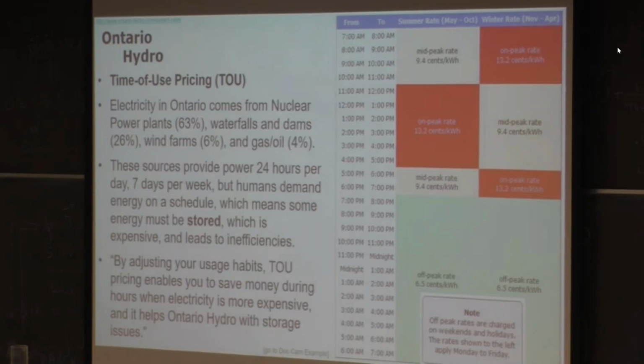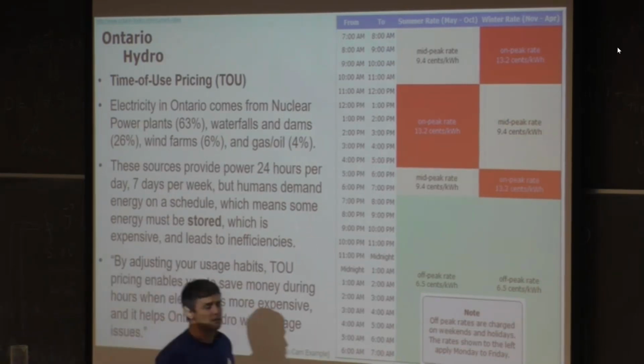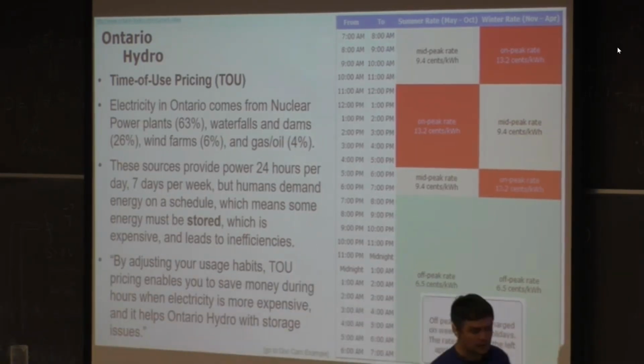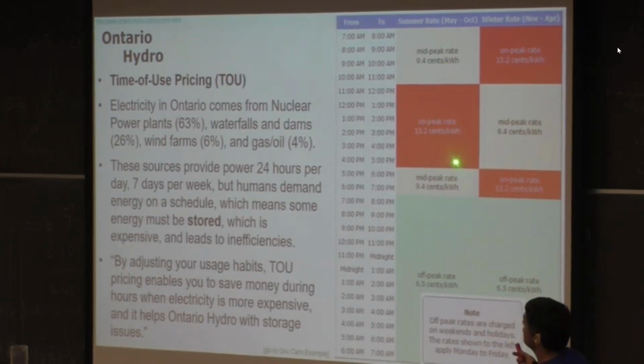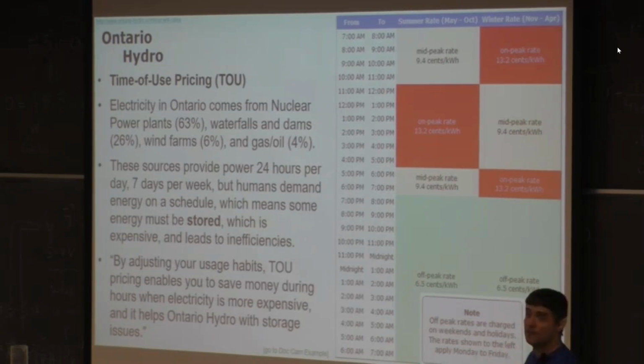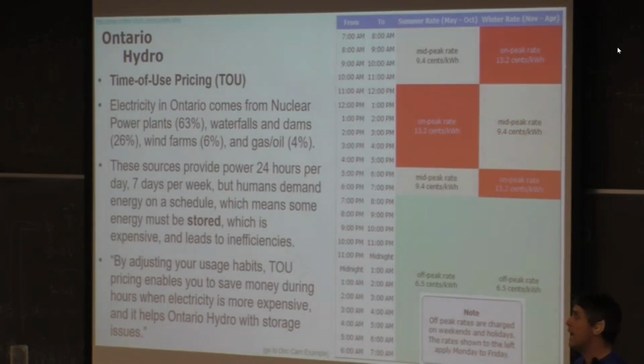By adjusting your usage habits, TOU pricing enables you to save money during hours when electricity is more expensive. So they want us to adjust our daily lives. For example, in the summer, everyone's air conditioner comes on between 12 and 5 when it gets really hot outside. So they make it the most expensive time to buy electricity, but not on the weekends for some reason.